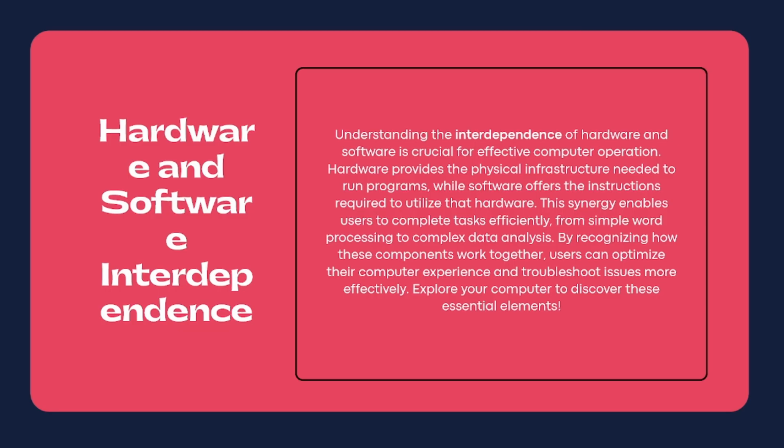So now, hardware and software interdependence. Let's understand the uniqueness of the hardware and software, right? Hardware and software are crucial for effective computer operation. Hardware provides the physical infrastructure needed to run a program, while software offers the instructions required to utilize that hardware. The synergy enables users to complete tasks efficiently, from simple word processing to complex data analysis. By recognizing how these components work together, users can optimize their computer experience and troubleshoot issues more effectively. Explore your computer to discover these essentials.